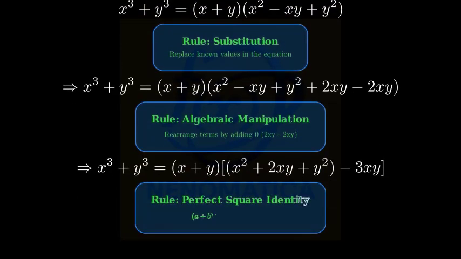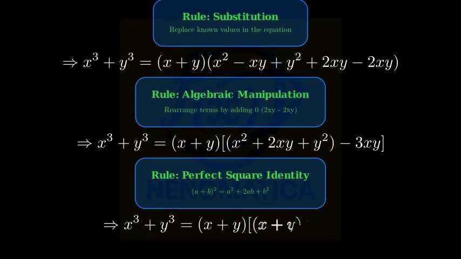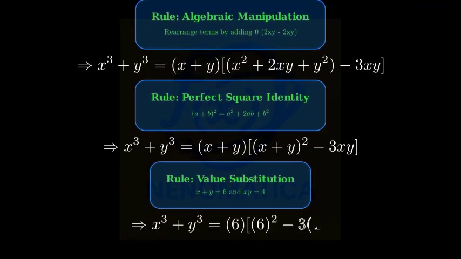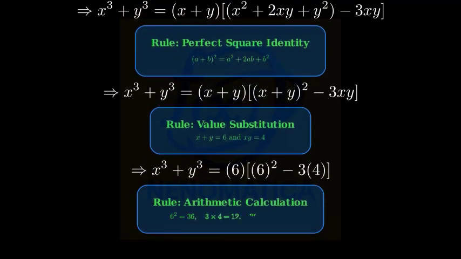Now, we notice that x squared plus 2xy plus y squared is the perfect square of x plus y. So we can further simplify our expression. Now, we can substitute the values from our system of equations. We know that x plus y equals 6, and x times y equals 4. Let's substitute these values. Let's calculate this step by step.